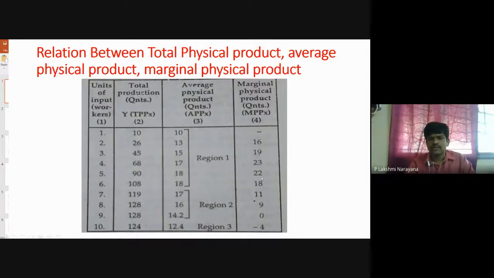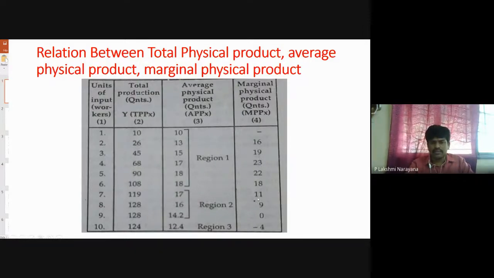But marginal physical product is starting to decline. At the fifth labor, it is 90 minus 68, which is 22. At the sixth labor, 108 minus 90 is 18. From the starting point, the marginal product is increasing: 16, 19, 23, 22. At this sixth level it is decreased. So it should be noted as region 1. The region 2, you can say, 7, 16, 14.2, is a declining trend.